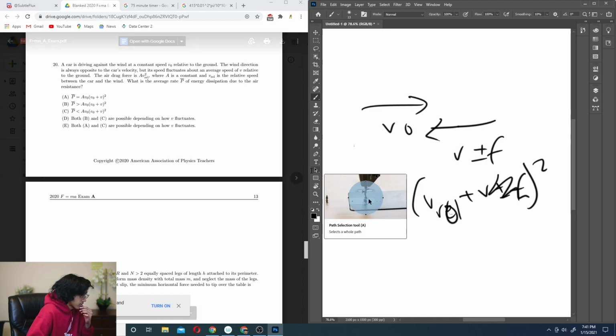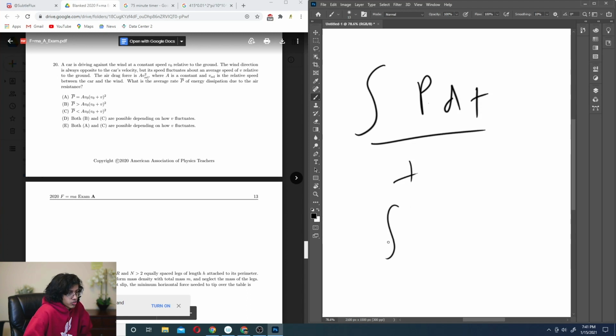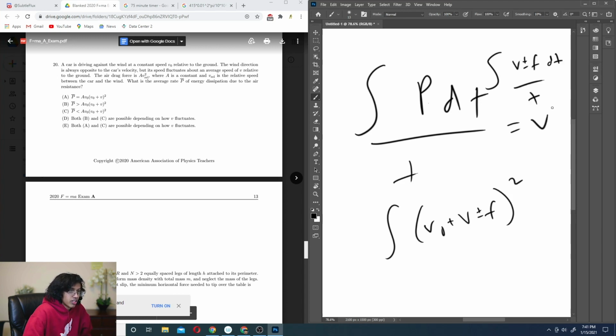So how do you get less? All right, so basically your energy dissipation is just the integral of P dt, right? So basically over t, right? Okay, so it'd be the integral of (v0 plus v plus or minus f) squared. Okay, so basically we know that the integral of (v plus or minus f) dt over t is equal to v, but that does not tell us anything about how to do this because there's a square. So it could be less. How could it be less?